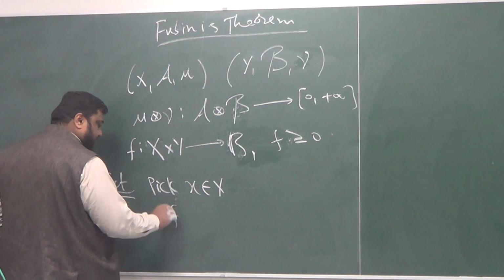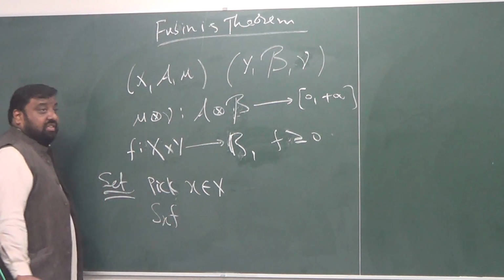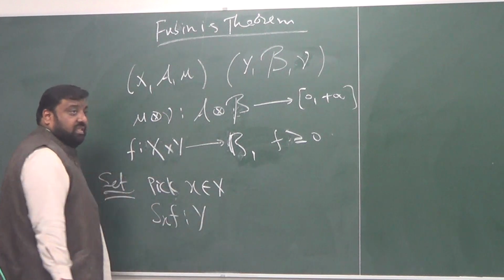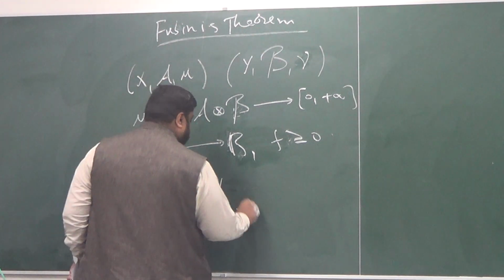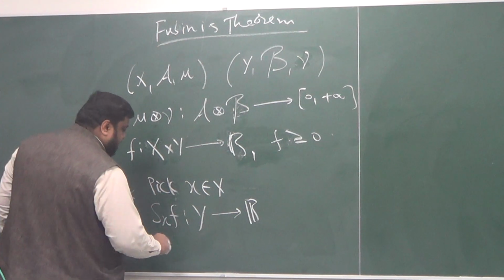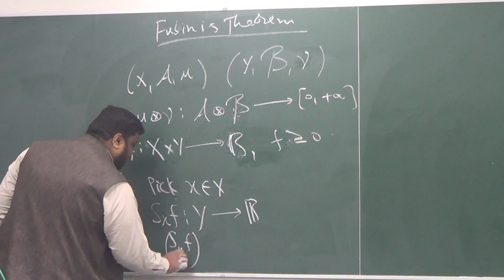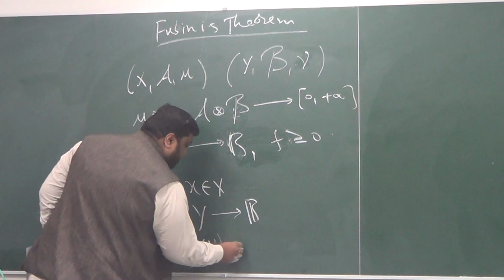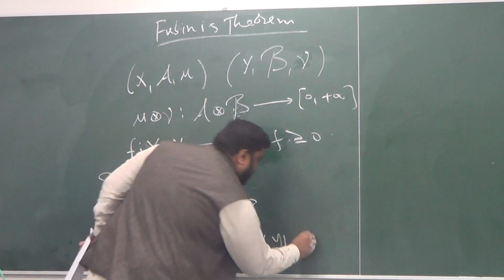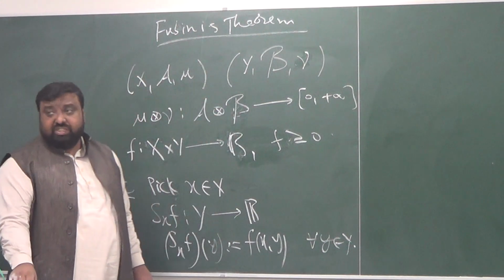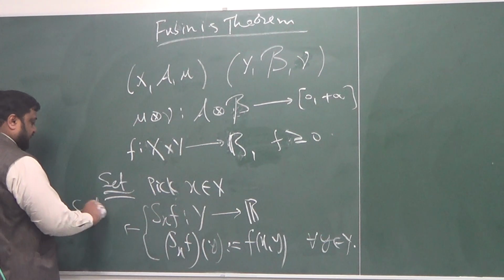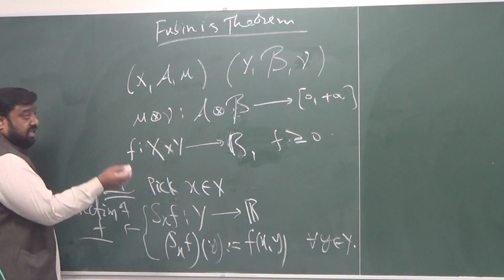So that thing I'm denoting by, I have an f, and I'm seeing the section of f determined by this x, and I'm defining this as a map from y into R. Obviously it's going to be non-negative as well, because f is non-negative, such that S_x of f when operated onto a y gives me f of x, y, for all y. So x is fixed. I'm calling this a section of f, the section of f determined by x.